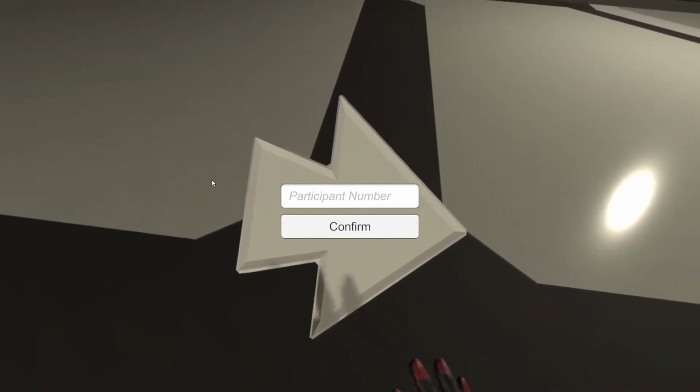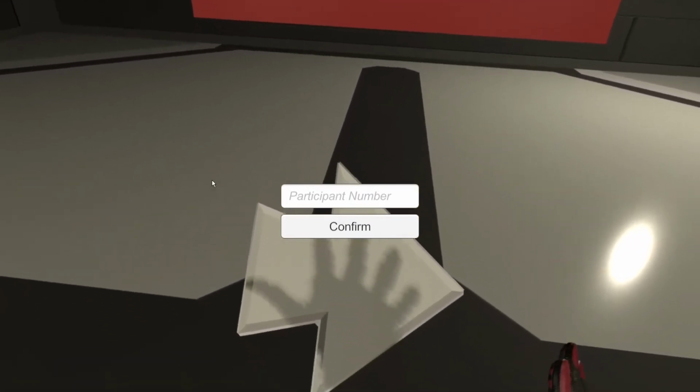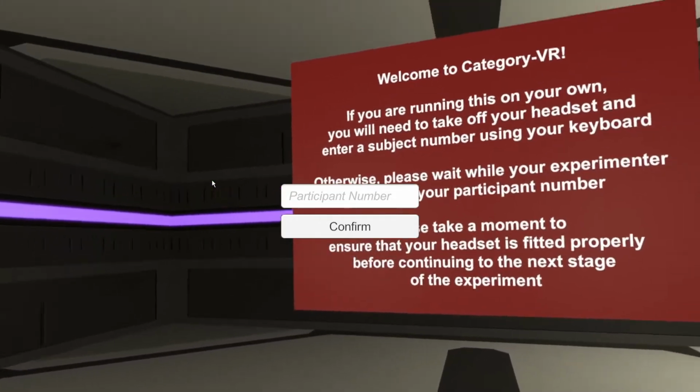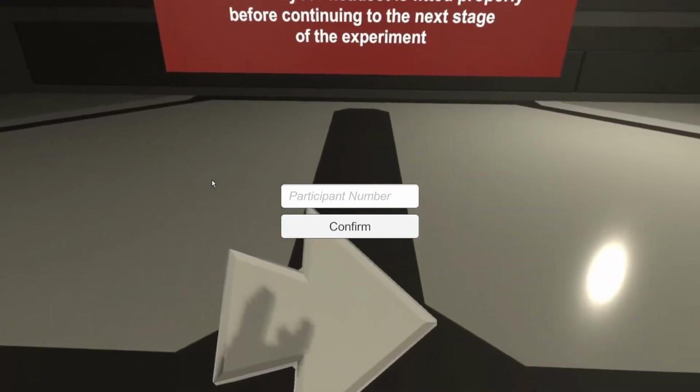After each guess, you'll get feedback about your answer, and will have a chance to look over the object at your own pace before moving to the next trial.